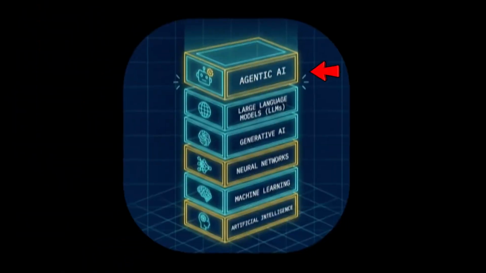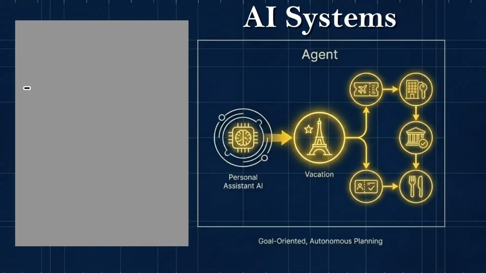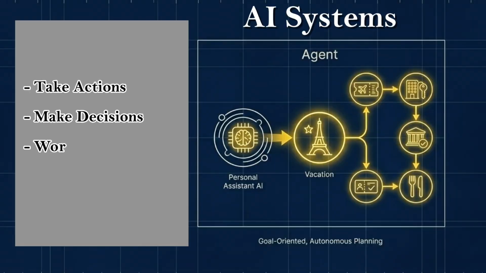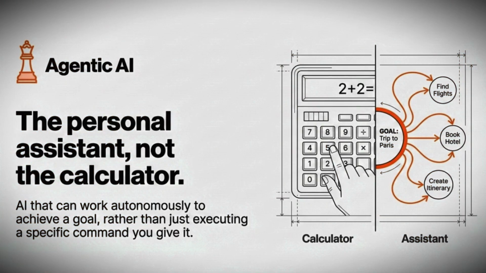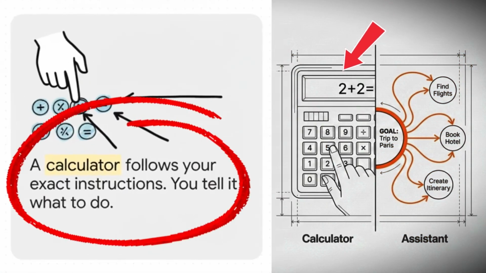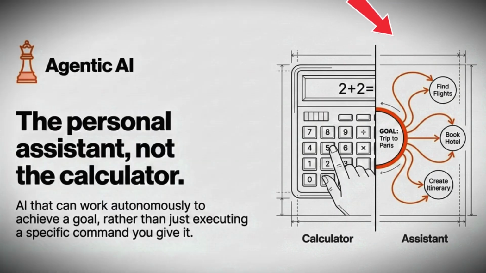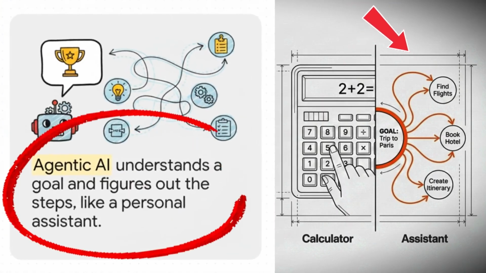Agentic AI takes it further. These are AI systems that can take actions, make decisions, and work autonomously to achieve goals. Think of it as the difference between a calculator, you tell it exactly what to do, and a personal assistant. You give it a goal and it figures out the steps.